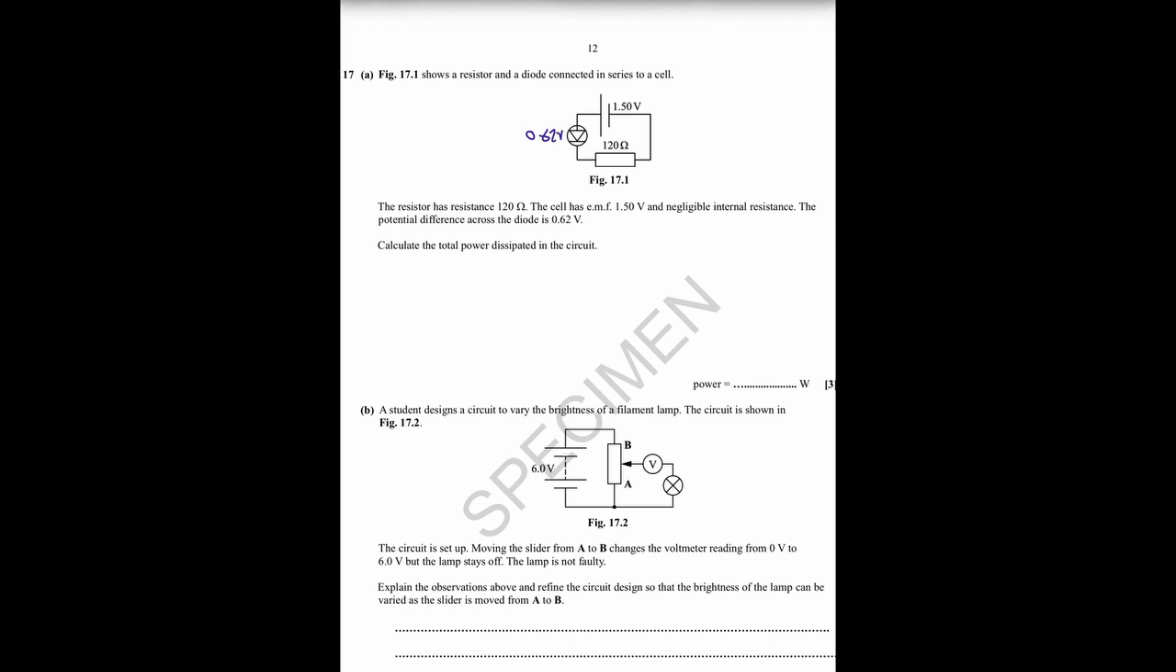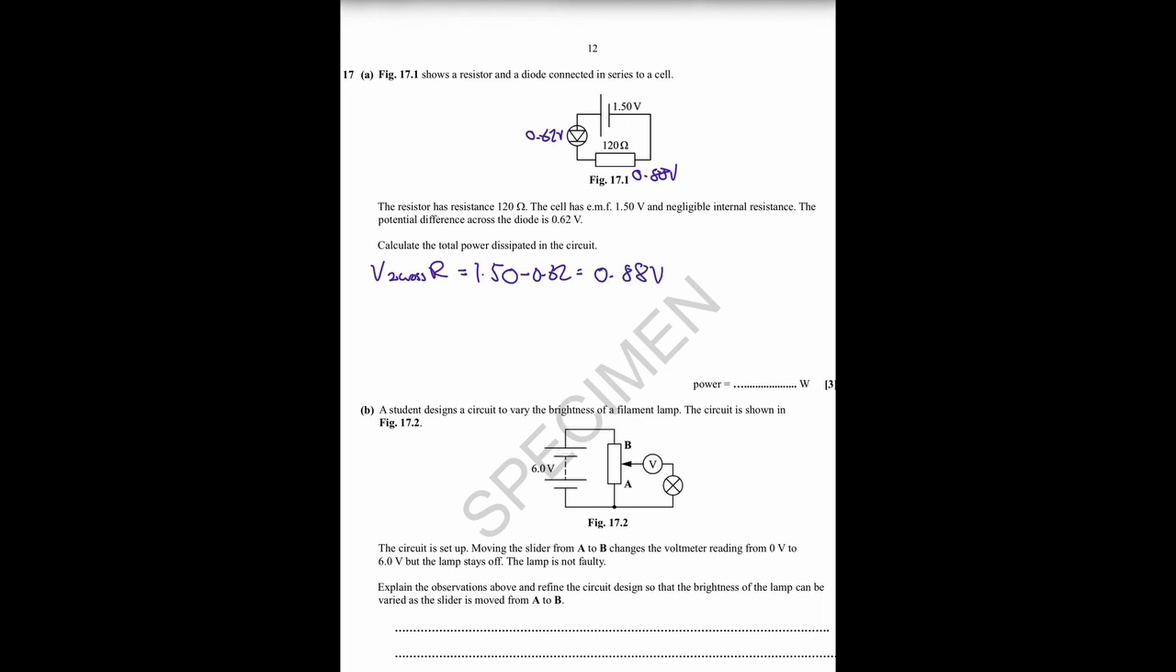Well then, if this is 0.62 volts, what can I work out now? It's a series circuit, therefore this must be 1.5 minus 0.62, which is going to be 0.88. And I've labeled that on there. Is there anything else I know? Well, from this, I can work out the current. Now I'm able to start doing it from over here. So the first thing I've done is that the voltage across the resistor is going to be equal to, like we said, 1.50 minus 0.62, which is equal to 0.88.